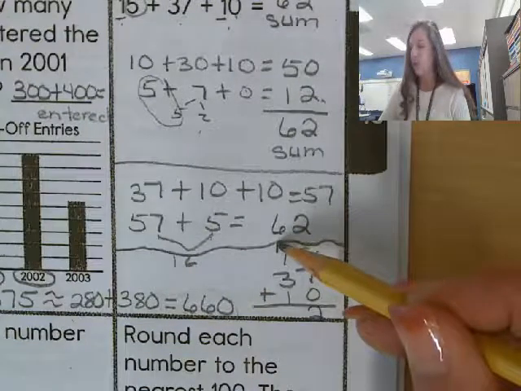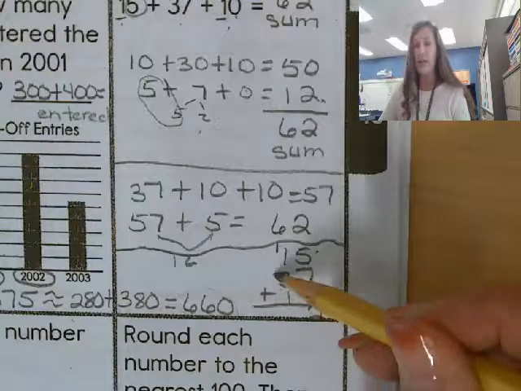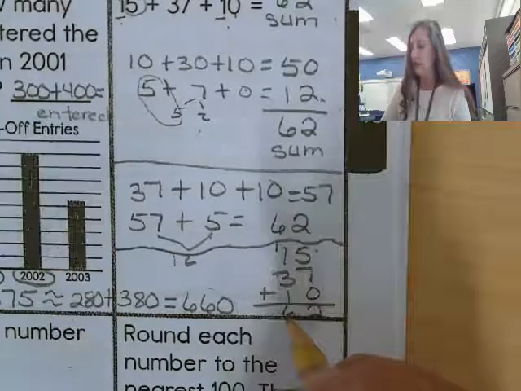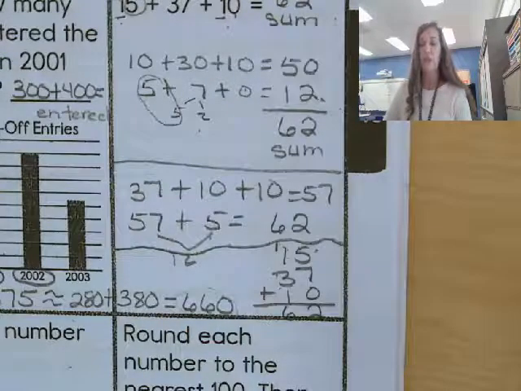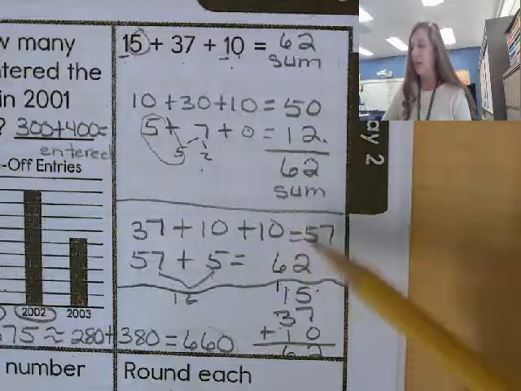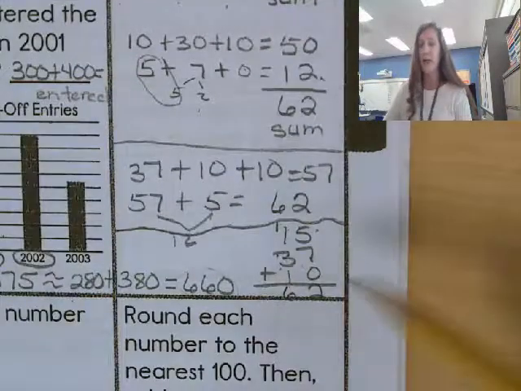So now I have 1 ten, 2 tens, 3, 4, 5 tens, which is 50, plus one more 10 is 60. 6 tens makes 60, which now I have 62. So we have shown this 3 different ways, and still, remember, you should come up with the same sum each time.